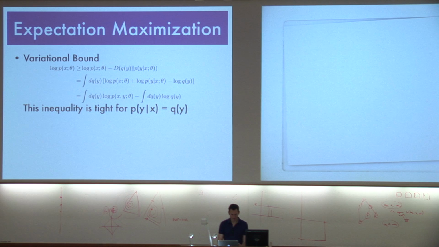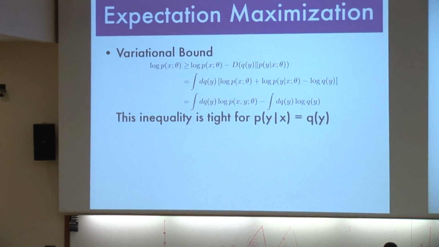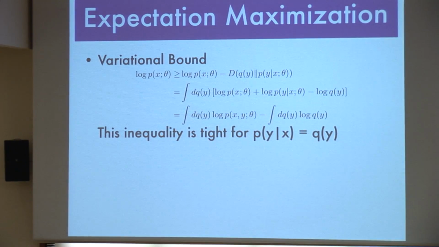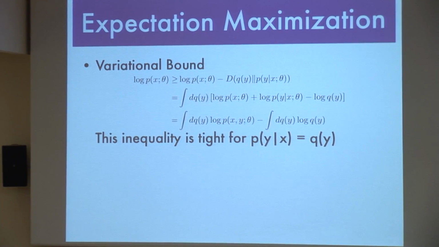Now, log p of x parameterized by theta is greater or equal than log p of x parameterized by theta minus the KL divergence between some arbitrary other function q of y and p of y given x and theta. That holds regardless because the Kullback-Leibler divergence is never negative. And I'm not going to prove that. I would imagine that Manfred might have proven that in his slides. And obviously, whenever q of y equals p of y given x, then left and right hand side have the same argument, so the KL divergence is 0. So for those arguments, the inequality is tight.